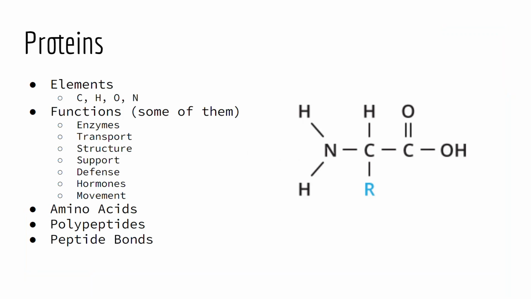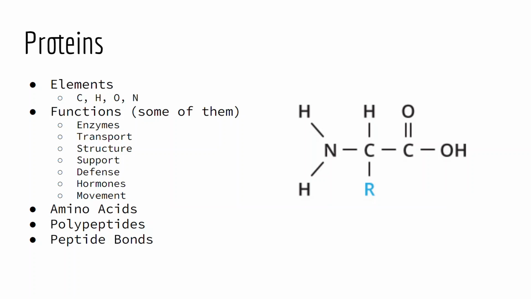Proteins are made out of the elements carbon, hydrogen, oxygen, and nitrogen. Often there's also some phosphorus and sulfur in there too. The functions, well, there are many functions of proteins because they're so diverse and abundant, but here are some of the most important ones. First, you have enzymes, which are types of proteins that speed up chemical reactions.